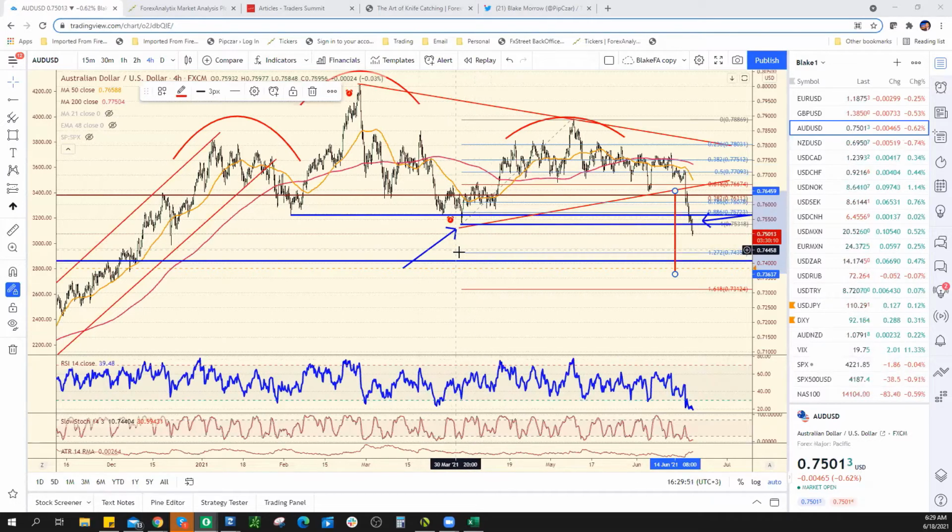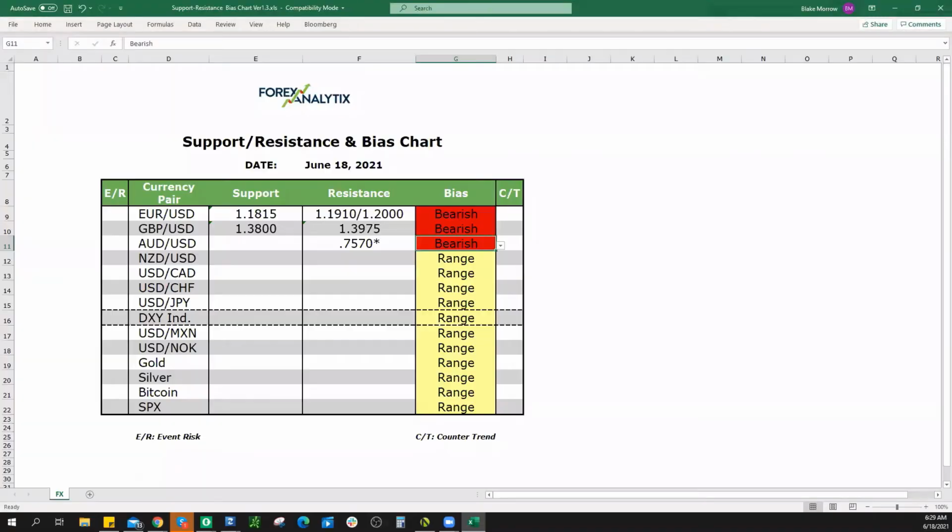Gorkum, Euro New Zealand's a nice breakout. Yeah, I think so. It is. All right. Anyway, continuing on.